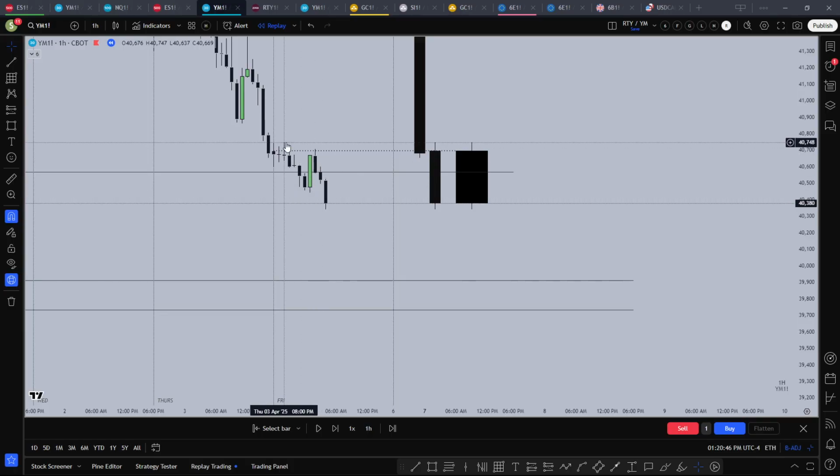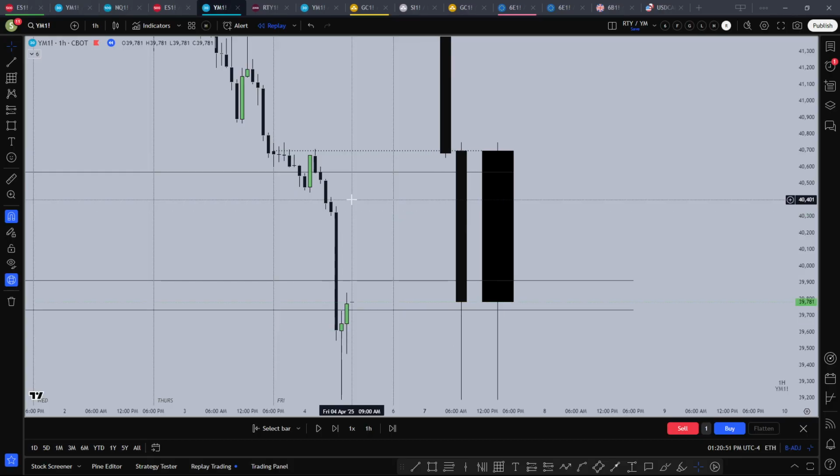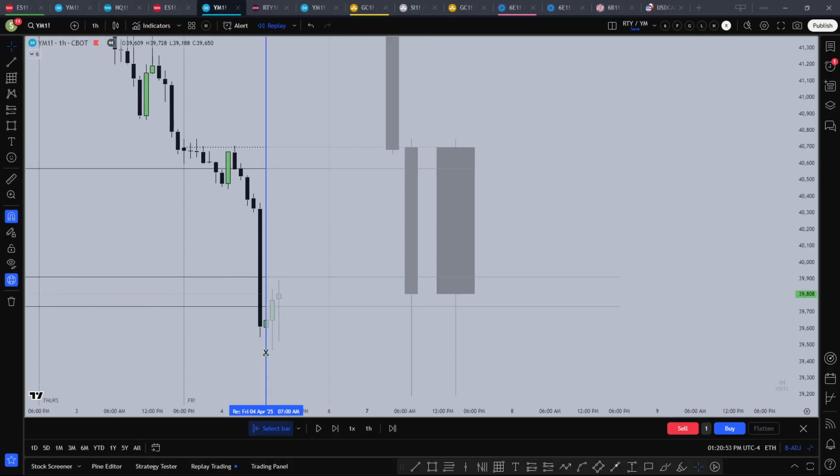So I'm thinking Asia reversal, London retracement, New York continuation. Let's play it. Give me a second, 2 minutes, 2 minutes.